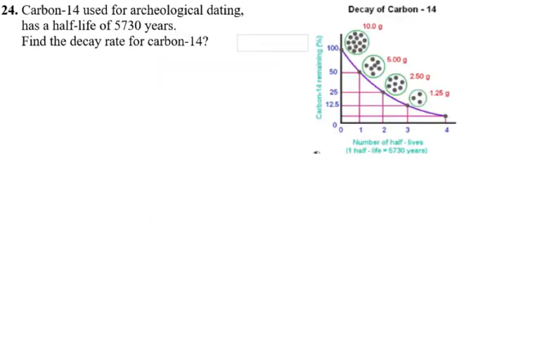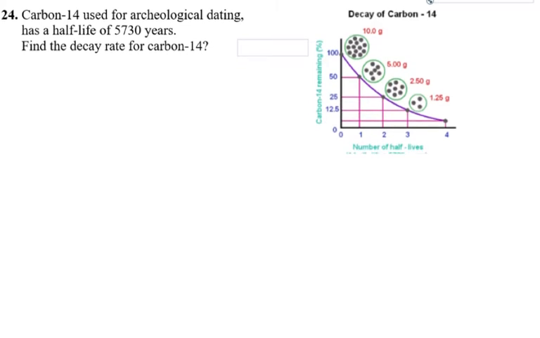In the next question, they say that carbon-14, which is used for archeological dating, has a half-life, as we mentioned earlier, of 5,750 years. Find the decay rate lambda for carbon-14. Again, I'm going to start with the number left at the end. So this is going to be the number left at the end equals the initial number times e to the power of negative lambda times t.